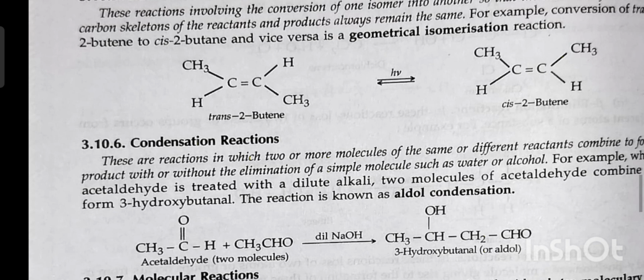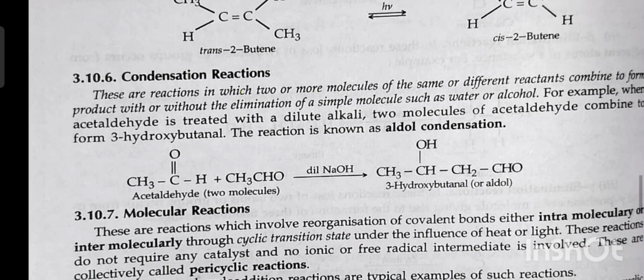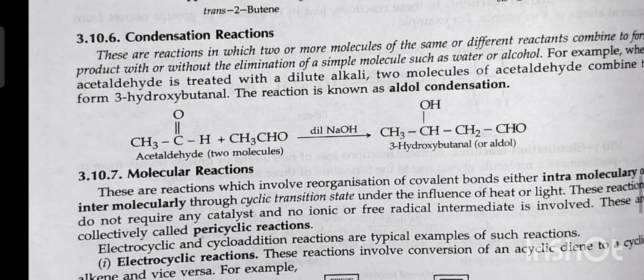Fifth, condensation reaction. These are reactions in which two or more molecules of the same or different reactants combine to form a product with or without the elimination of a simple molecule such as water or alcohol. For example, when acetaldehyde is treated with dilute alkali, two molecules of acetaldehyde combine to form 3-hydroxybutanal. This reaction is called aldol condensation. Aldehyde plus CH3CHO in the presence of dilute NaOH is converted into 3-hydroxybutanal, or aldol.